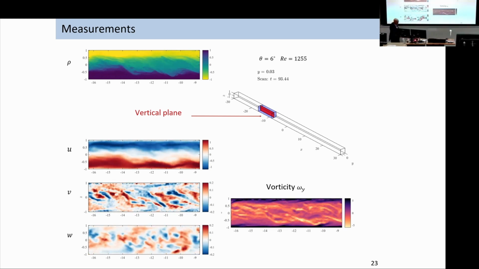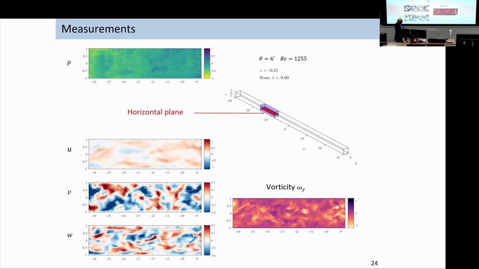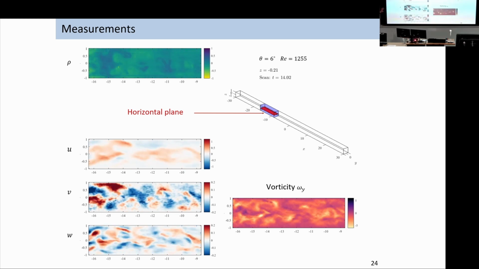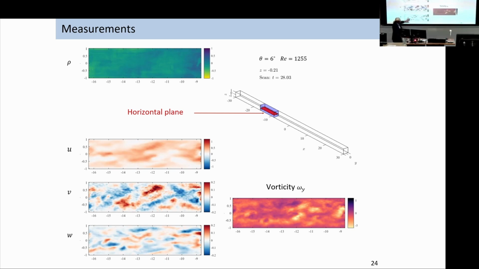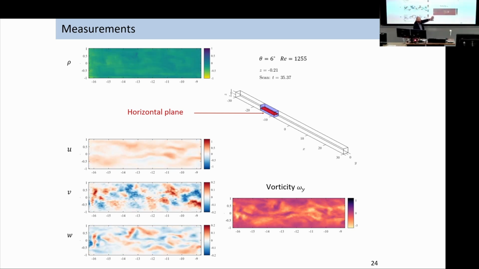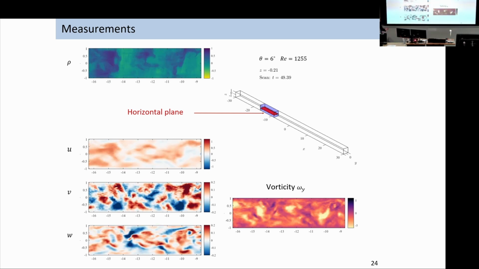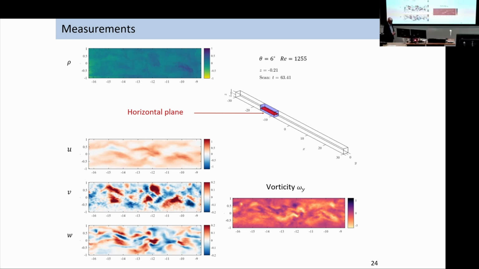And we can also look at this in a horizontal plane. So we can do the same things in the horizontal plane. Again, the density field at the top, streamwise velocity, spanwise velocity, vertical velocity, and again the spanwise vorticity. So this gives us incredible information about these flows that we're able to then analyze and look at the properties.